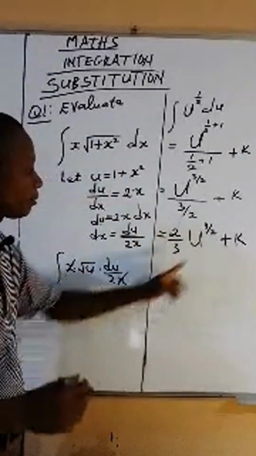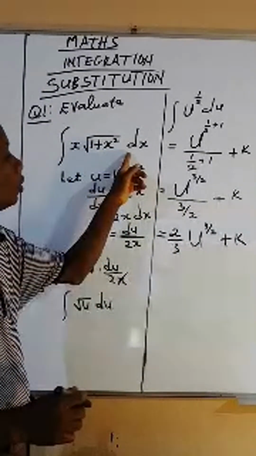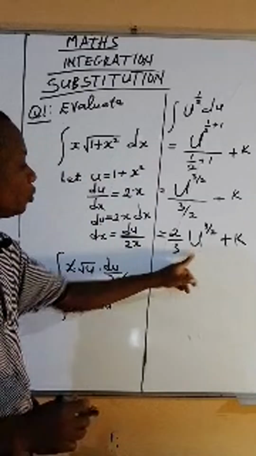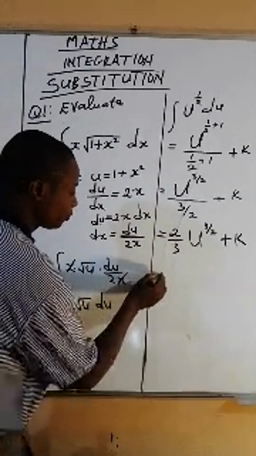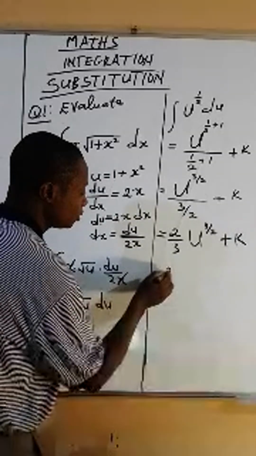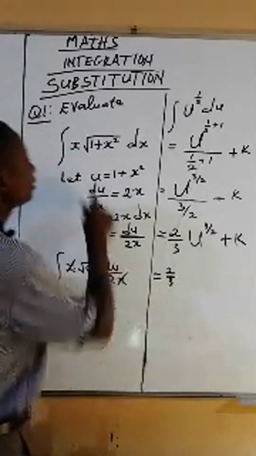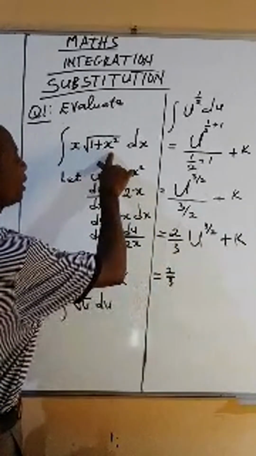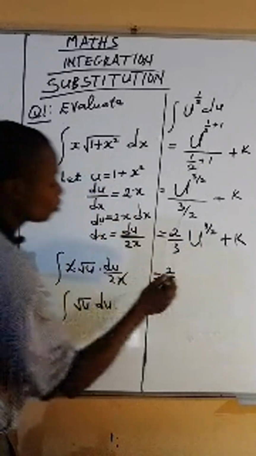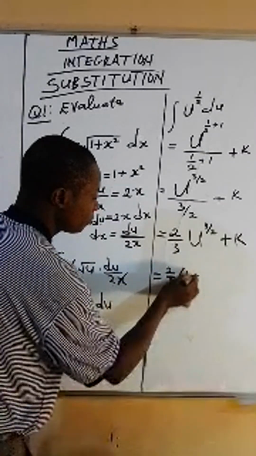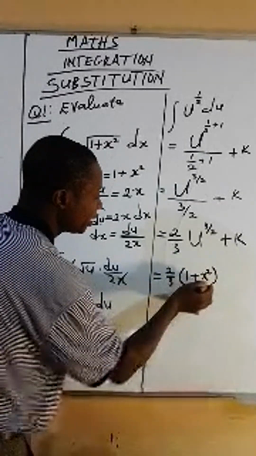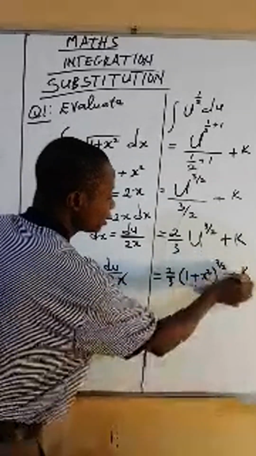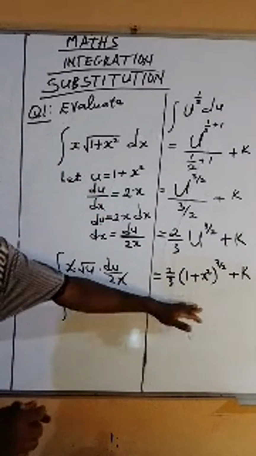Right? So remember that in the original expression, we do not have u. Since we do not have u, we are going to substitute for u. Then when we substitute for u, we are going to get 2 divided by 3, then u to the 3 over 2. What is u? U is 1 plus x squared. Look at it here. So we are going to write 1 plus x squared, then close the brackets, raised to 3 over 2, then plus k. This is the final answer to this particular question.